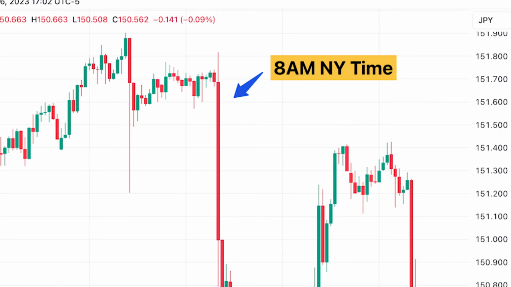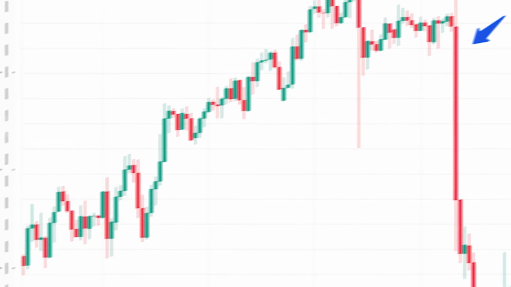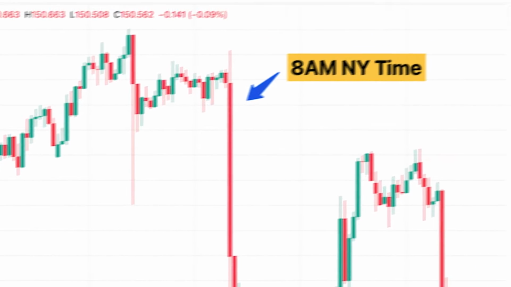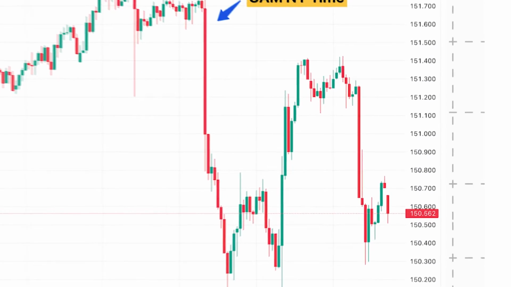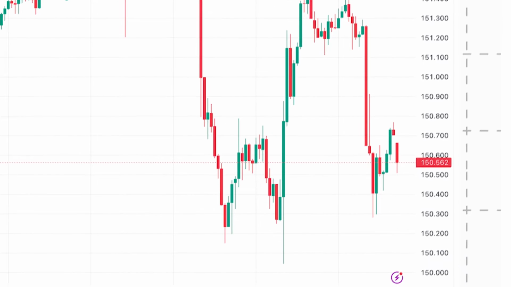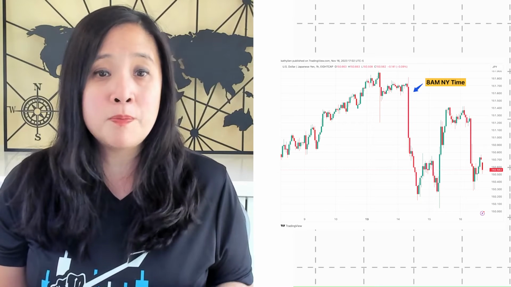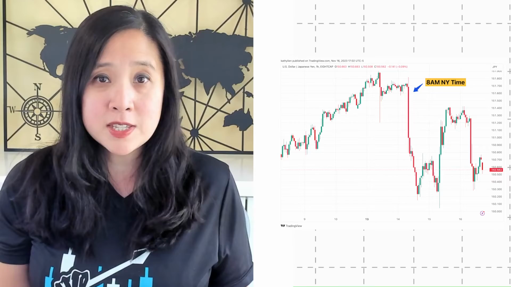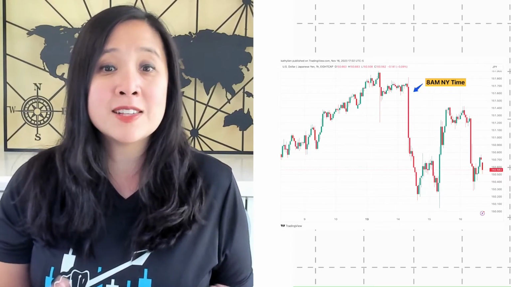Here's a classic example. My arrow in this chart is pointing at the 8 a.m. New York time, right when US data is released. Before that, we have nothing happening in dollar yen. It's just consolidating in a tight trading range. Then boom, US data comes out. In this case, it's the US jobless claims report, which is much weaker than expected. Dollar yen breaks the bottom of its range, completely melts down with a nice continuation move that lasts hours.